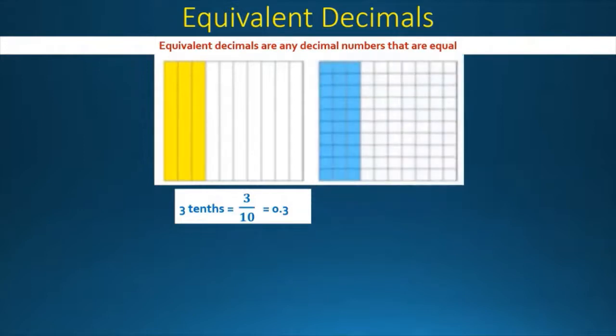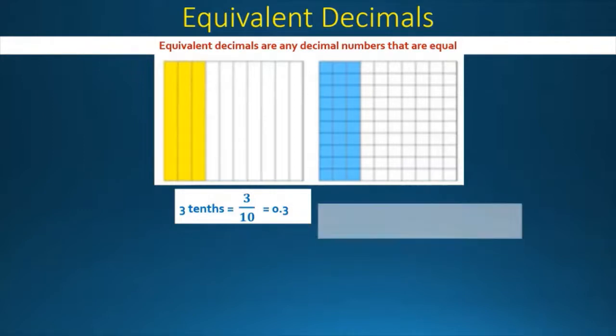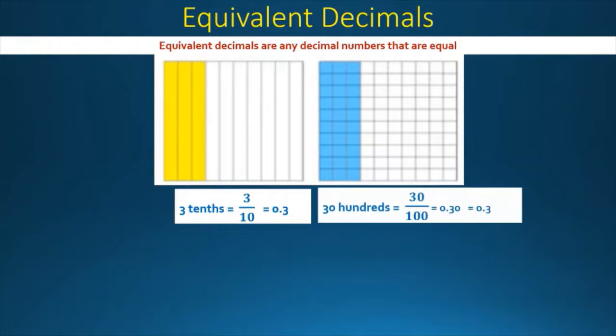Now let's check this picture. This has 100 squares, and out of them, 30 are shaded. So how do we represent the shaded part? It will be 30 hundredths, which is equal to 30 by 100, which is equal to 0.30, which is equal to 0.3 ultimately. So this is an example of equivalent decimals.